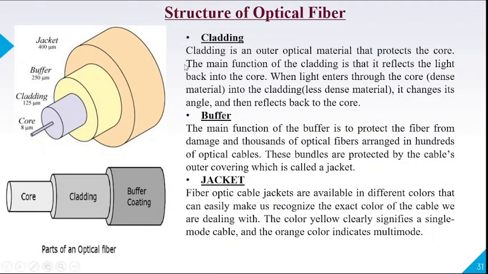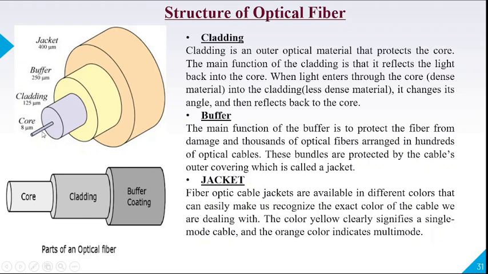Next is cladding. Cladding is an outer optical material that protects the core. Cladding is used for the protection of core. The main function of the cladding is that it reflects the light back into the core. Whenever light strikes at the core cladding boundary, then it reflects back into the core. Now when light enters through the core into the cladding, it changes its angle and then reflects back to the core.